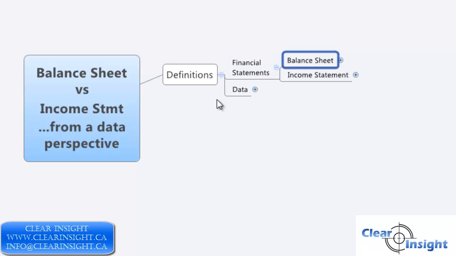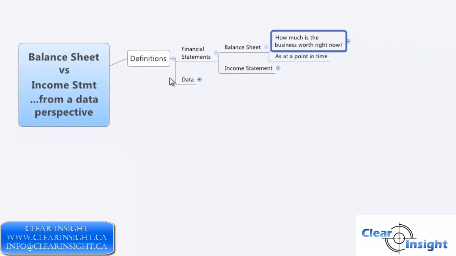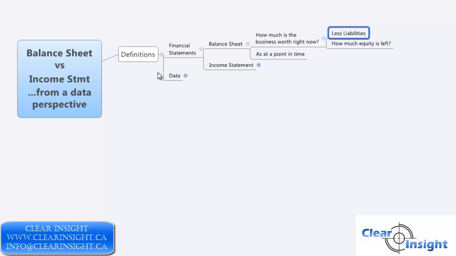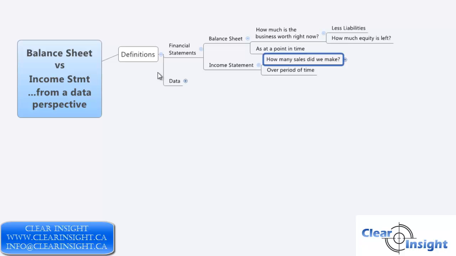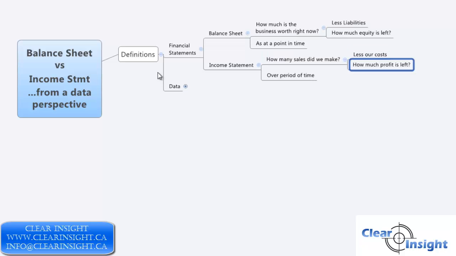What are financial statements? So we've got our balance sheet or income statement. A balance sheet is really how much the business is worth right now, less liabilities, and how much equity is left as at a point in time. That's different from an income statement, which says how many sales we made, less our costs, and how much profit is left over a period of time. So there are two different perspectives here: a balance sheet is a point in time, while an income statement is over a period of time. You may see a balance sheet say this is the status as at December 31st, whereas an income statement will say this is the income statement for the year, over the 12 months of a year ending at a certain point.